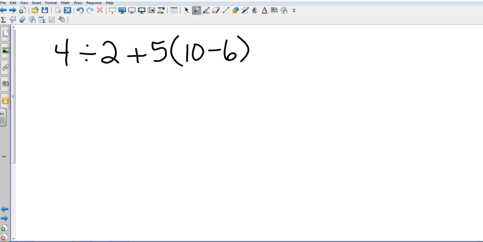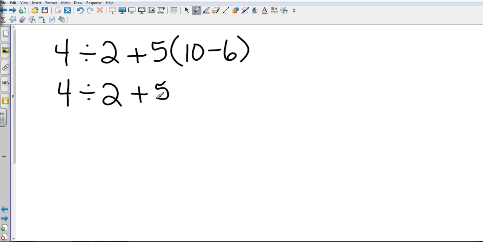Okay, looking at our second example, 4 divided by 2 plus 5 parentheses 10 minus 6. So please excuse my dear Aunt Sally. Our very first one is parentheses. So let's go ahead and take care of those parentheses. These are not in parentheses, so we're just going to bring them down.